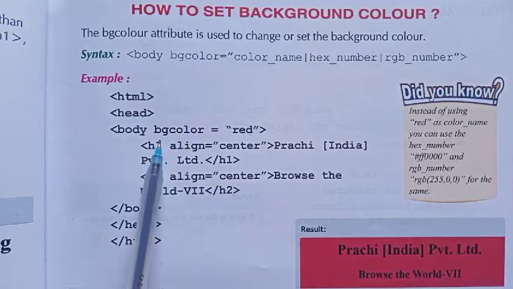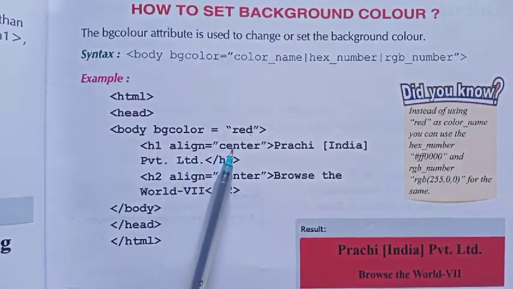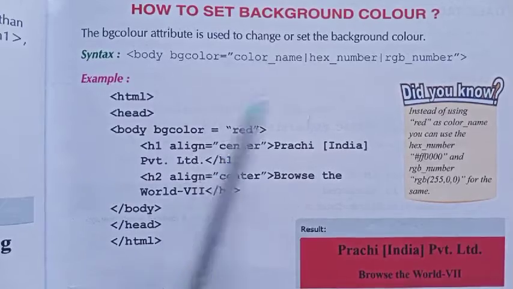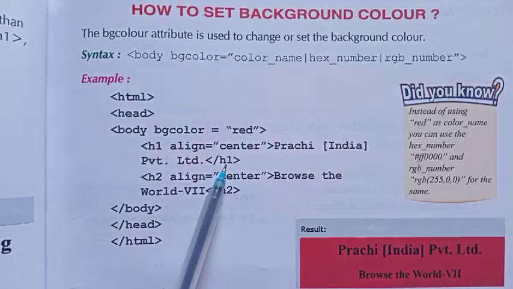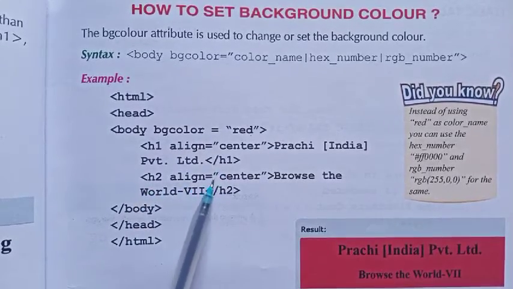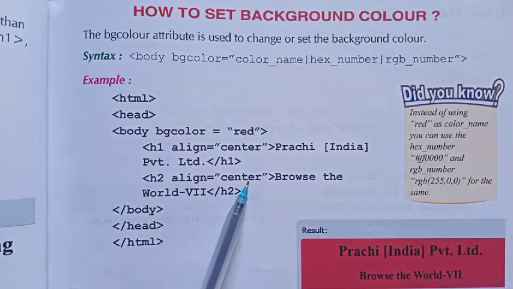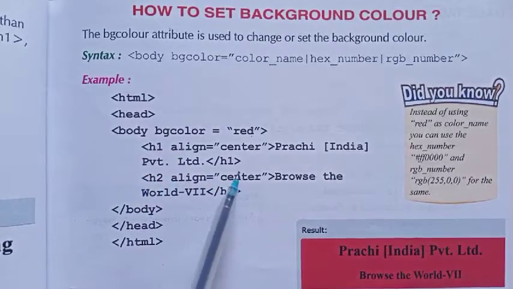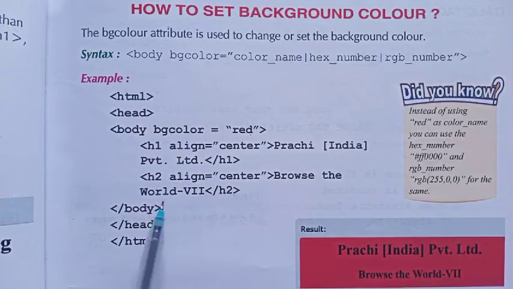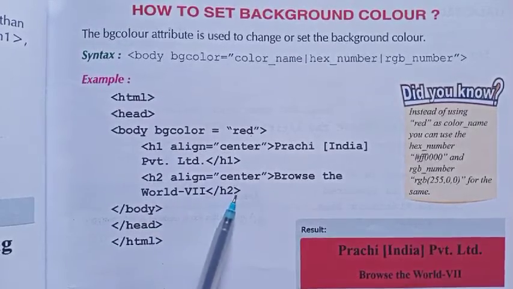Then we have written heading 1, H1, align. That is, the text is to be written in the boldest form and the alignment is going to be the center. And what is to be written? Prachi India Private Limited. Then close the heading. H2 align equals to center. Then the next text will appear in the second heading style and towards the center. What is to be written there? Browse the word 7, and close H2.